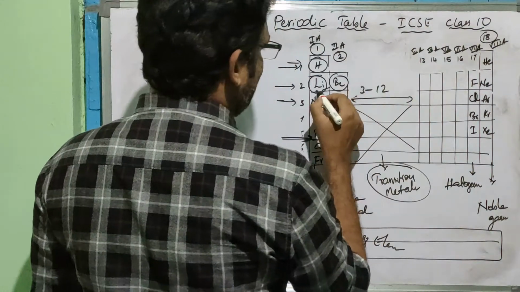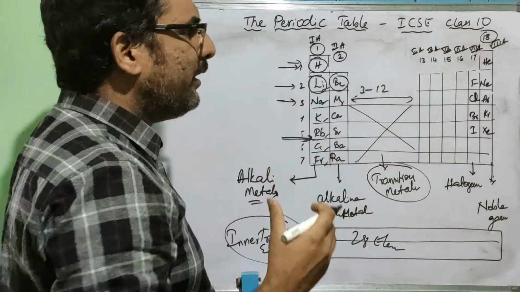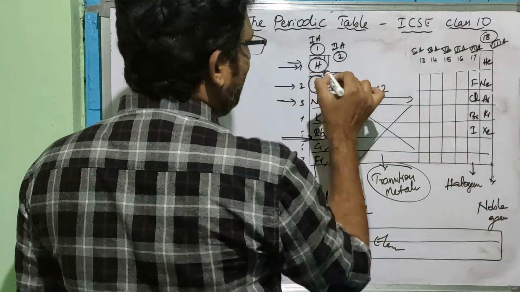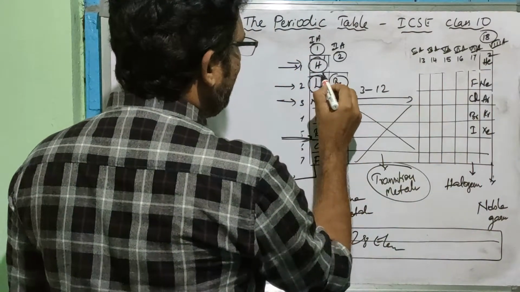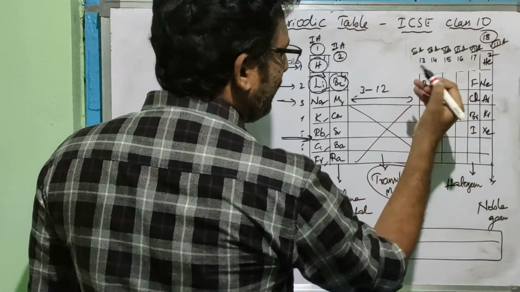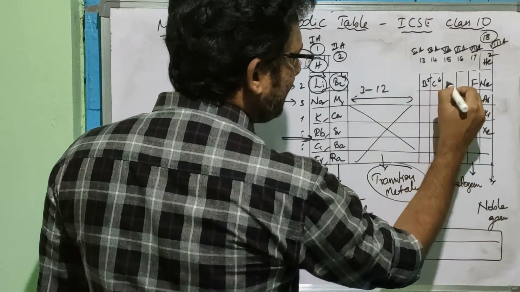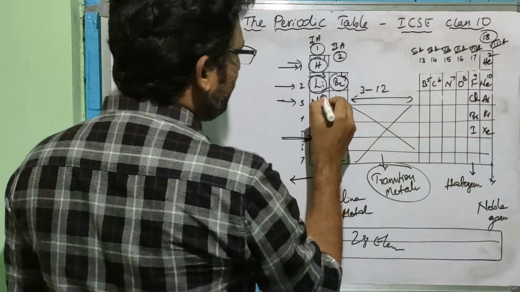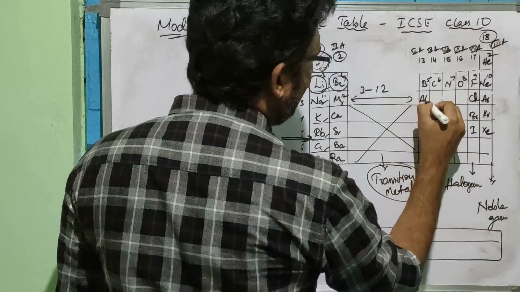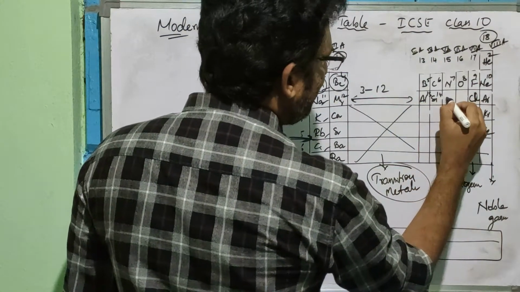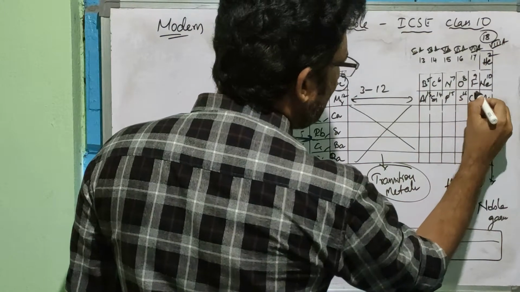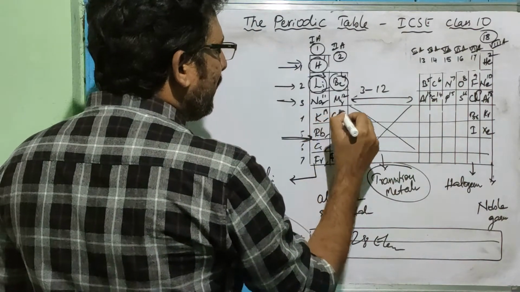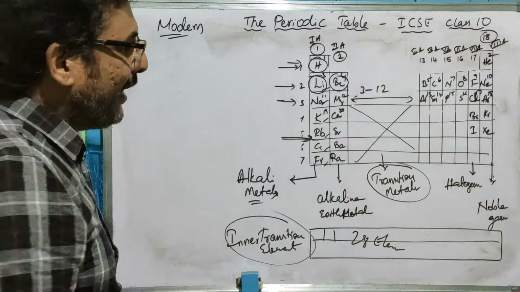Okay, so let's see what we have here. We know that all the elements are arranged in the increasing order of their atomic number. So hydrogen 1, helium 2, lithium 3, beryllium 4, and after that we have boron 5, carbon 6, nitrogen 7, oxygen 8, fluorine 9, neon 10, then sodium 11, magnesium 12, aluminium 13, silicon 14, phosphorus 15, sulfur 16, chlorine 17, argon 18, and along with that remember these 2 elements also, potassium and calcium.